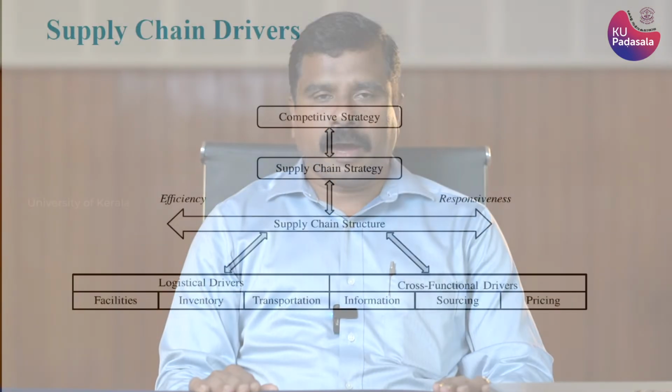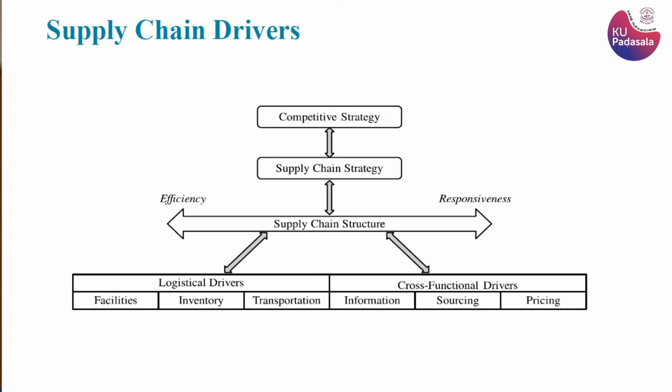Another question: what are the drivers of supply chain performance? There are four major drivers of supply chain performance. They are facility, inventory, transportation, and information. When we say facility, we need to consider two types of facilities. One is the production facility, or your manufacturing facility. The other one is your storage facility, or warehousing.